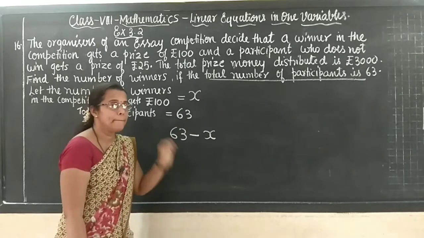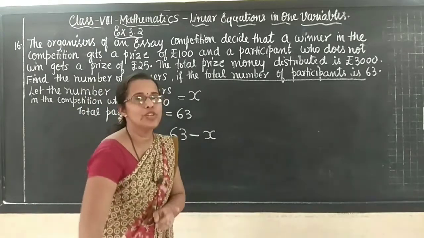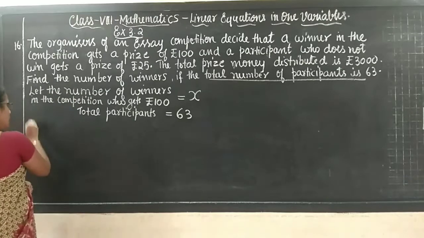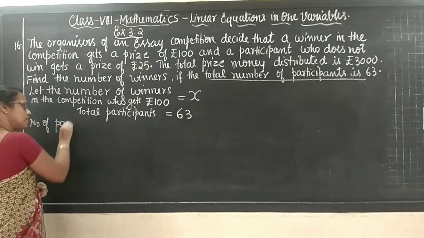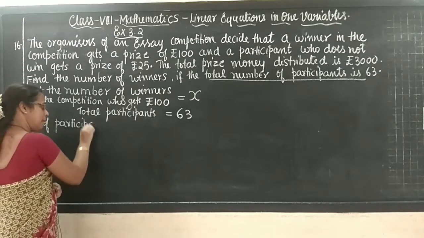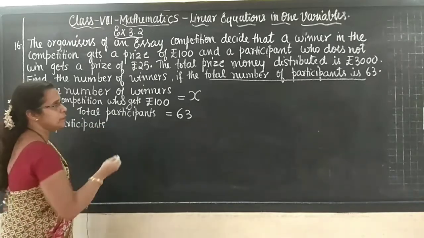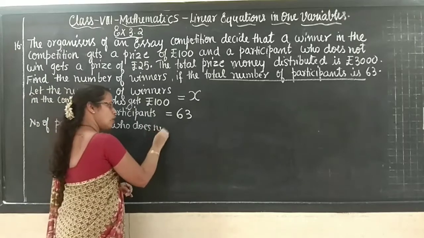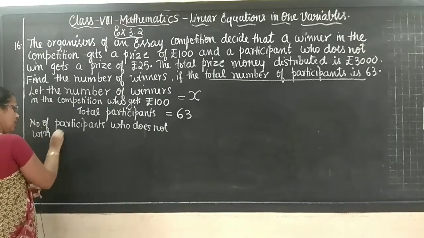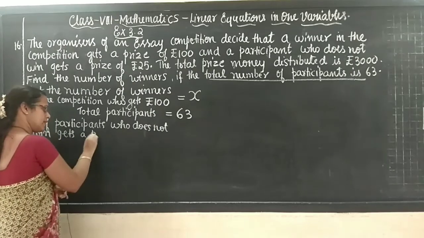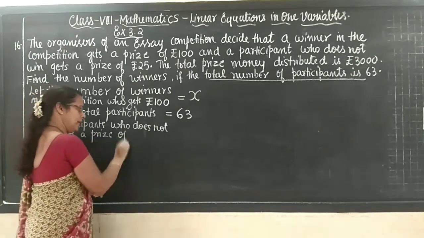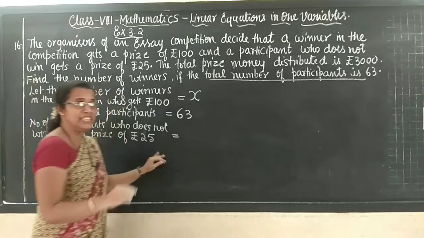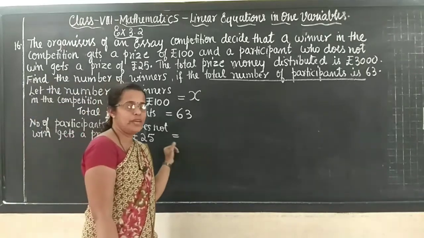Does not win any prize. Yes, children. But they will also get rupees 25. That we have to see here. See here, what you have to write: the number of participants who do not win get a prize of rupees 25. Okay, so participants, even though they do not win, get a prize of rupees 25.